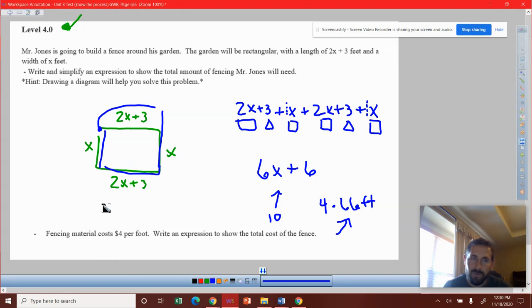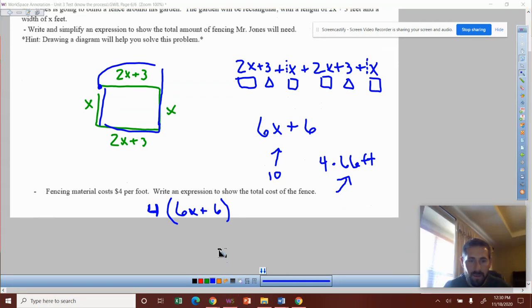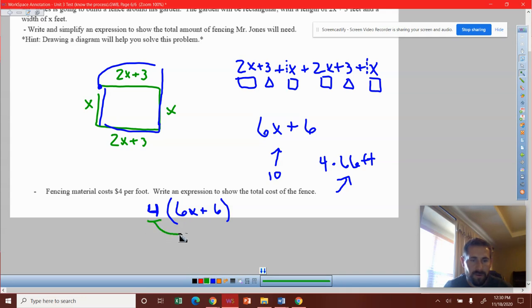So again, there's a reason this is level 4. The idea here was we're taking this expression 6x plus 6, and that's my total distance in feet around the fence. And every foot I multiply by $4. So if you did expand that out, which we've done in class, right? You would distribute this. You'd take 4 times 6x and get 24x. Then you take 4 times 6 and get 24. This will be the price once you know the number of feet you have.